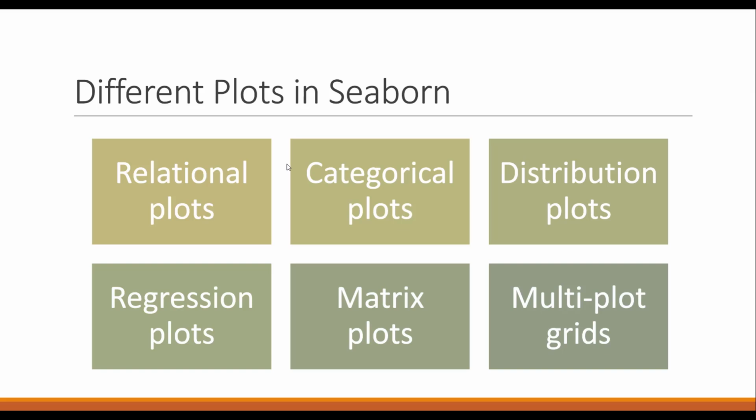The next one is categorical plot. This type of plot discusses categorical variables and the visualization of them. The third one is distribution plots. So these plots are used to examine univariate and bivariate distributions. The next one is regression plots. The main purpose of the regression plot in Seaborn is to provide a visual aid that highlights the pattern in the dataset during the exploratory data analysis.